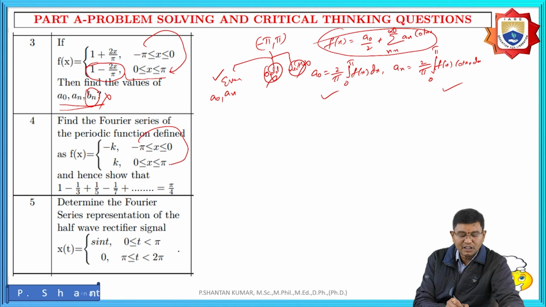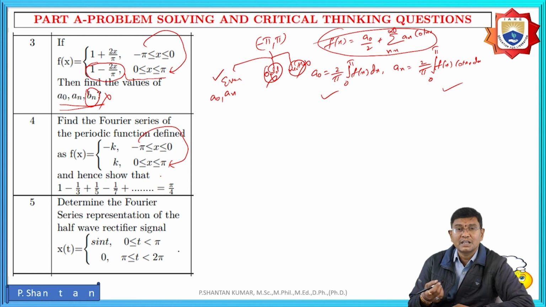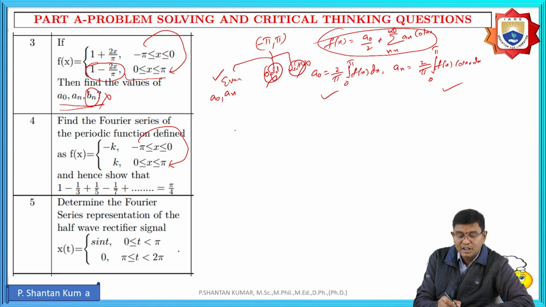And here also the limits are minus pi to pi. That function is a constant function as per the condition. The constant function is always also an even function. Therefore, here it is also minus pi to pi, same as according to the above condition.